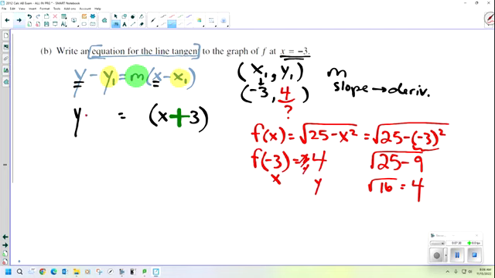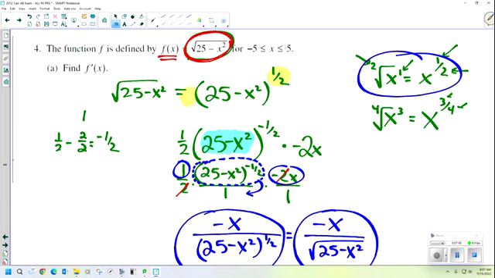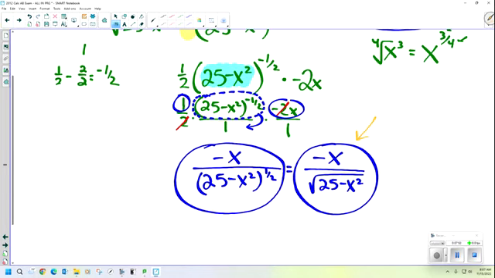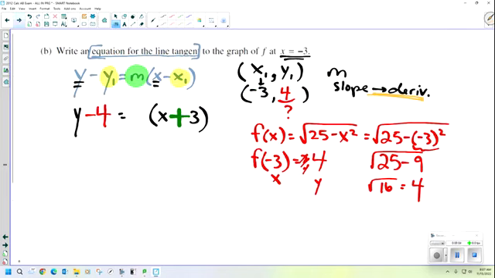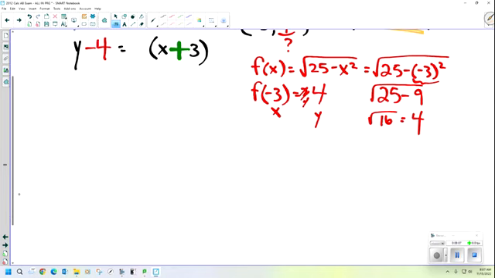All right, so now it's y minus 4. Not bad. Now the last thing we need to do is find our slope. Slope is the same thing as the derivative. We just found the derivative right here, which means that's going to help us find our slope. At -3, so let's go back here, and we are going to say my slope is -x over the square root of 25 minus x squared.